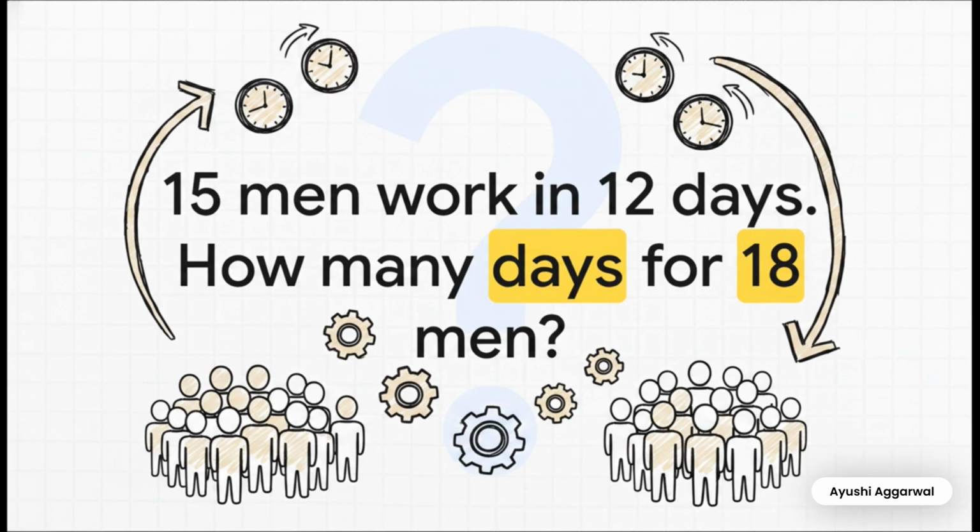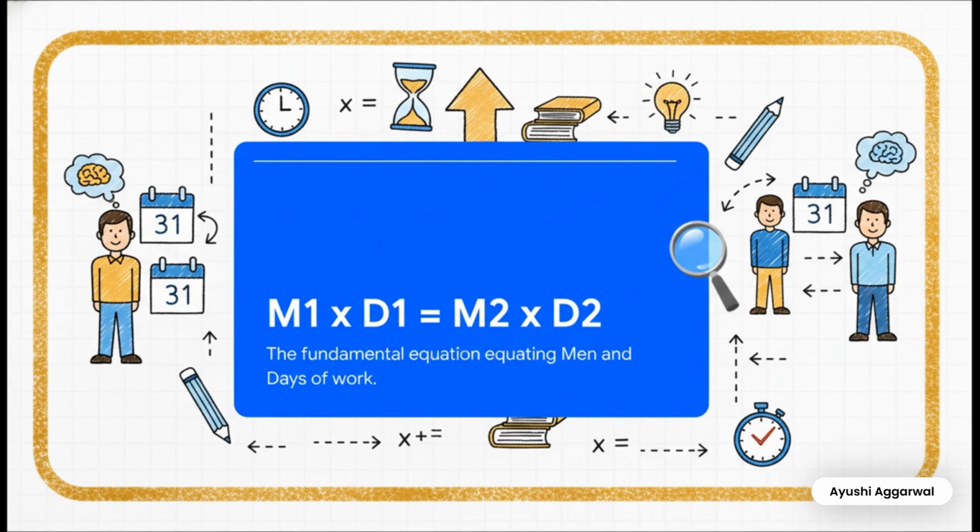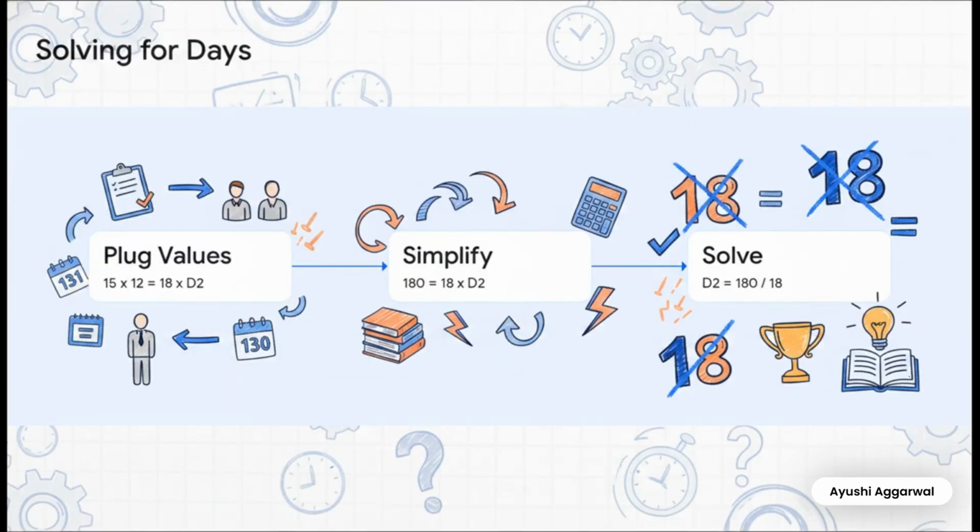There is a much better way. This right here is the golden formula. M1 times D1 equals M2 times D2. This is the absolute fundamental equation for equating men, which is M, and days, which is D, of work across two different scenarios. This simple equation transforms these seemingly complex questions into a simple 10-second calculation. Let's actually apply it. I'll guide you through the substitution step by step.